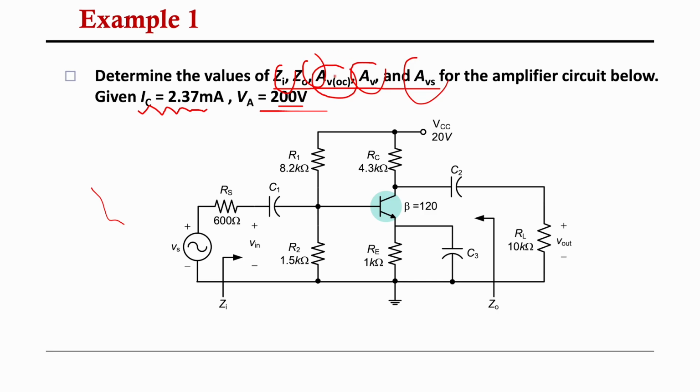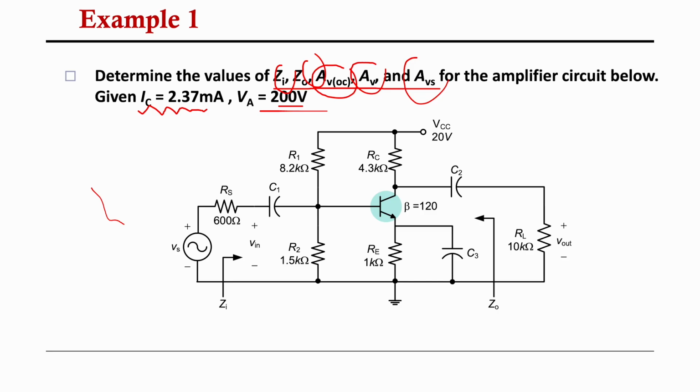When we say AVOC, between the input and the output, there is the voltage gain AV, and then AVS, which is the gain at the source, the gain for the voltage source for the amplifier circuit below, given the value of IC, which is 2.37 milliampere. In this example, you don't have to calculate the value of the IC current anymore, as it has been given in the question, and the VA also has been given to us.